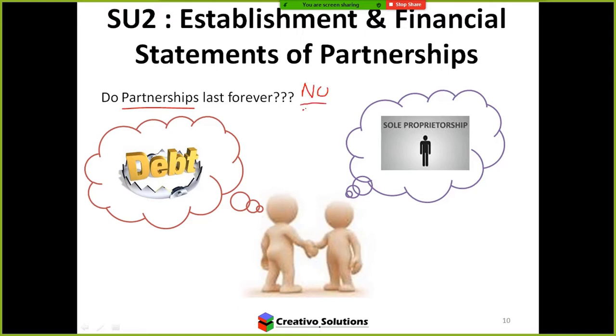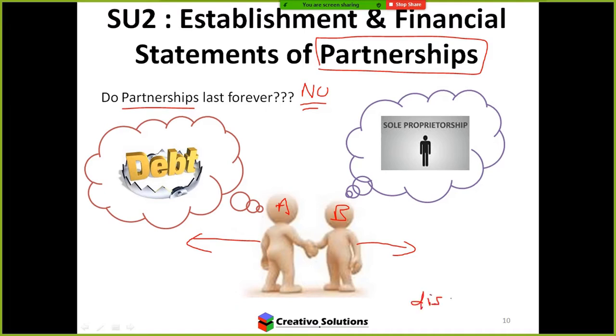Correct. So when you have partnerships, it's like a marriage. Sometimes marriages don't last forever. When looking at partnerships, the same thing applies. Two individuals can split. And if they split, what happens? Will the business continue operating? No, the business will not continue operating. And that's why you have a dissolution.